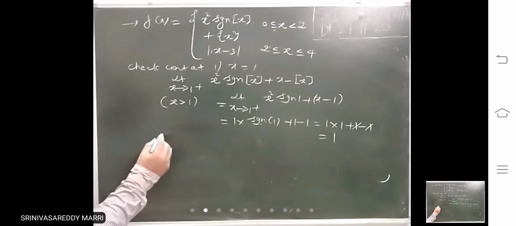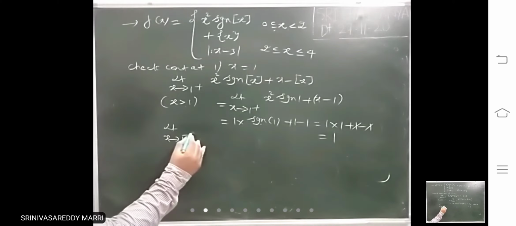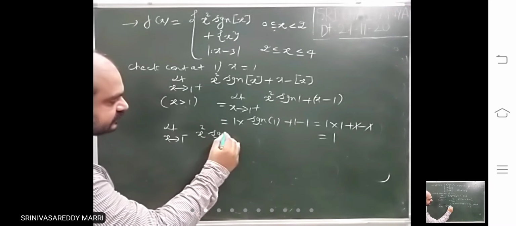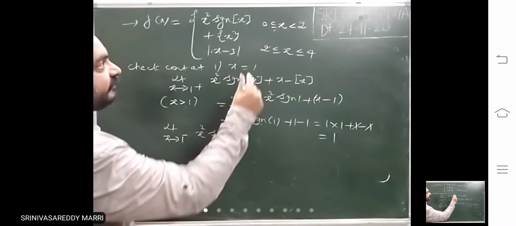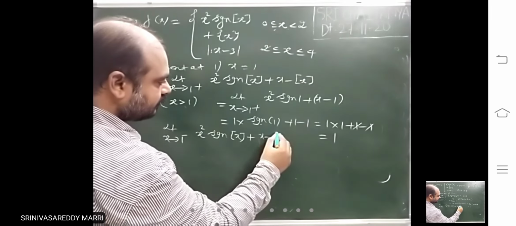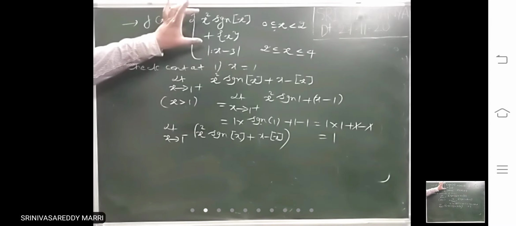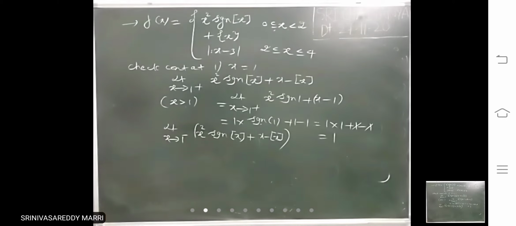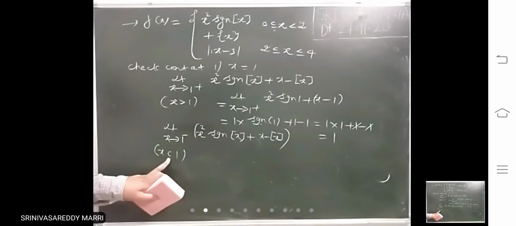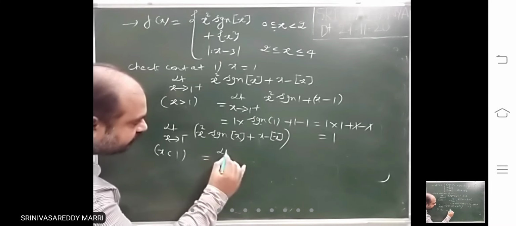Next, left limit I am calculating. x square into signum step x. When x is just less than 1, same thing, just less than 1 also. Same definition is there. So now, when x is just less than 1, that means 0.99999, this step x definition will become 0.